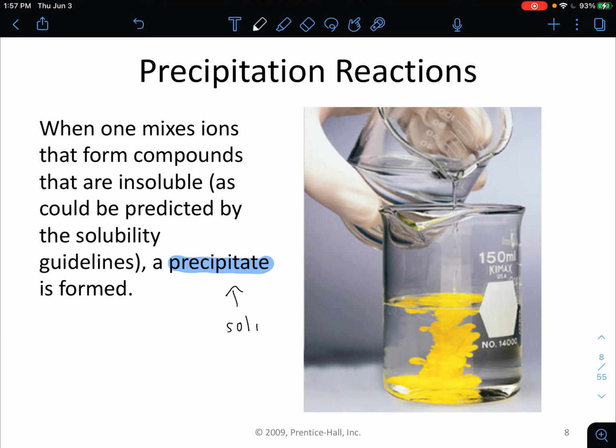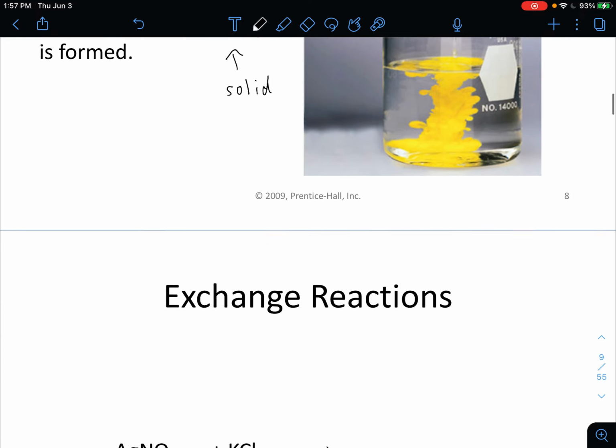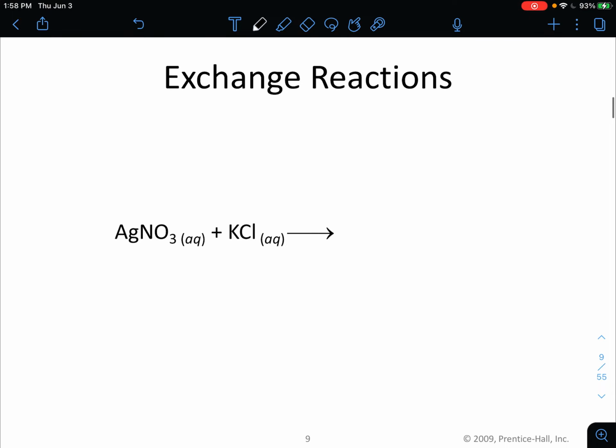If we have a reaction where we mix two solutions together, and the result of mixing them together is the production of cloudiness of a solid, then that solid is called a precipitate, and the reaction is called a precipitation reaction. A lot of times, precipitation reactions also end up being exchange reactions, meaning that the ions switch partners during the course of the process. So that's something that we want to be able to consider.